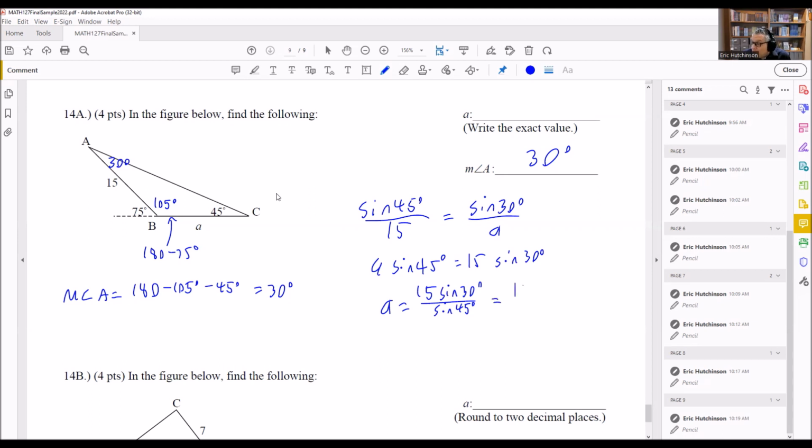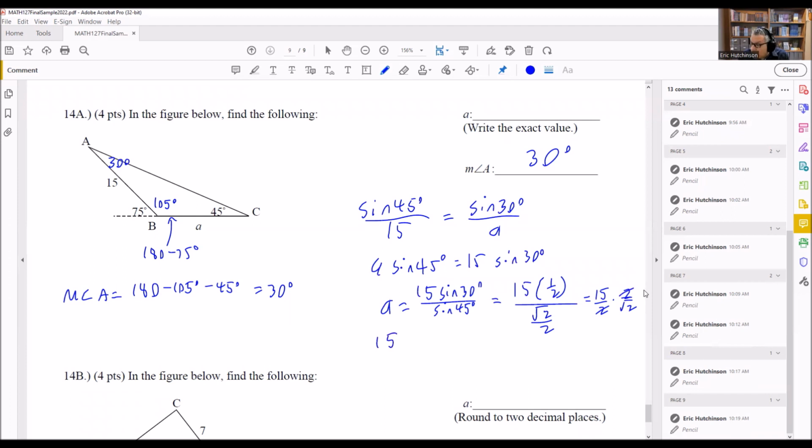So let's evaluate that. Sine of 30 degrees, if we use the value from the unit circle, that's going to be 1/2. It's the y value at 30 degrees. That's 1/2. And the bottom, sine 45 is square root of 2 over 2. Okay, so now we have the exact value here. If we flip and multiply, we get 15 over 2, and this gets multiplied by 2 over the square root of 2. And that allows us to cancel out the 2's here. Now, what we're left with is 15 over square root of 2.